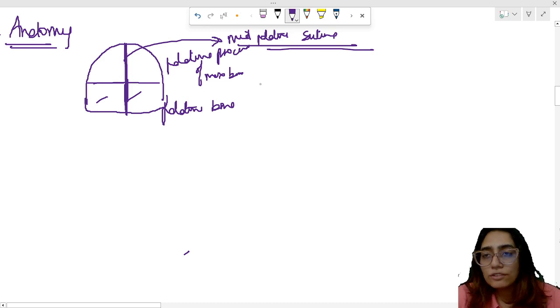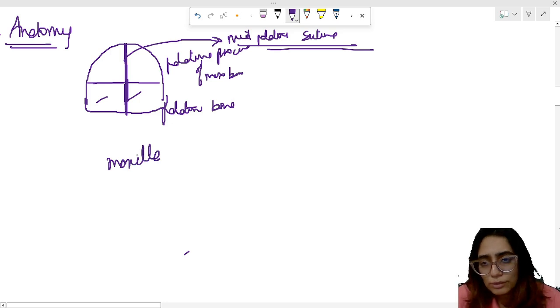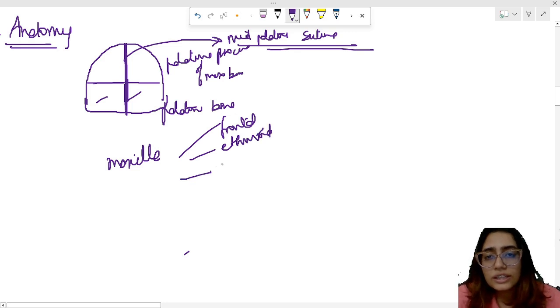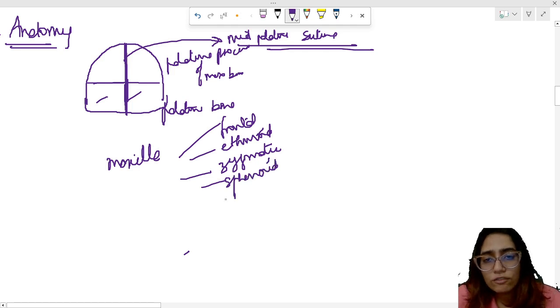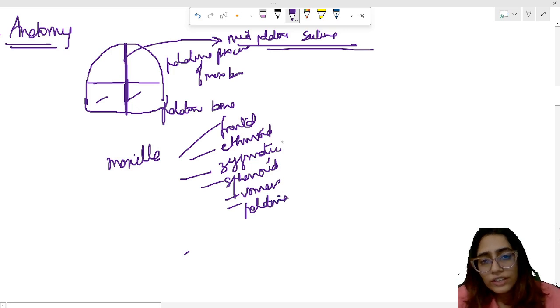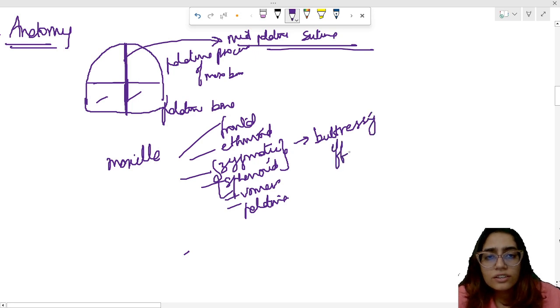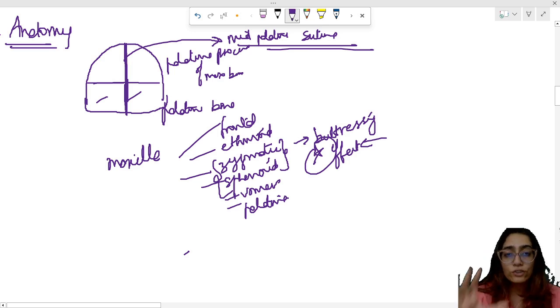So this was about the anatomy from the occlusal aspect. Apart from that, the maxilla is in contact with multiple bones. For example, the frontal, the ethmoidal bone, the zygomatic bone, the sphenoid bone, we have the vomer, and of course the palatine bone, as we have seen occlusally. So it is very important to know at this point that the zygomatic and the sphenoid bone especially are responsible for a buttressing effect. So any manipulation of the maxilla is resisted by these two bones. So the zygomatic and the sphenoidal bones are the ones which give a buttressing effect to the maxilla.